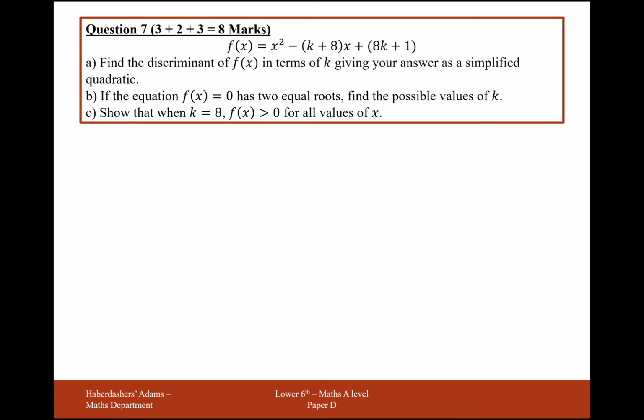Here we're working on question 7. f of x equals x squared minus (k plus 8)x plus (8k plus 1). Find the discriminant of f of x in terms of k as a simplified quadratic.